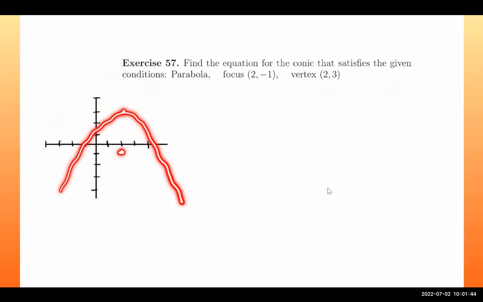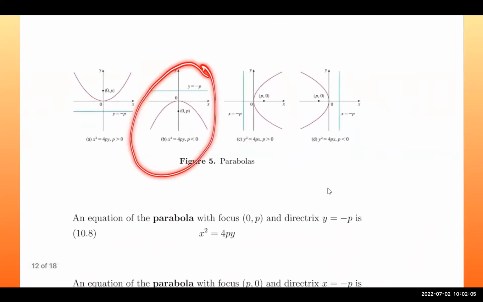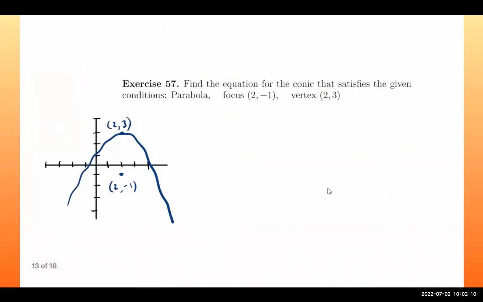So in order for this to work, the parabola must open down because the focus is below the vertex. So it makes sense that it has to look like this. We can even draw that in. Okay, this is our focus. This is our vertex. So right away we can determine what the formula should look like. Since it's opening downward, it's going to be in this form, x squared equals 4py.